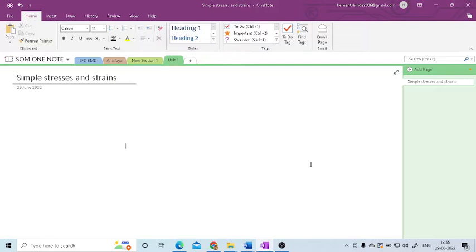In this strength of materials course, we are going to see a number of topics. Today I am going to start with simple stresses and strains, where we are going to study what is meant by stress, the unit of stress, what is meant by strain, types of strain, unit of strain, and the relation between stress and strain. These things we are going to cover in this lecture 1.